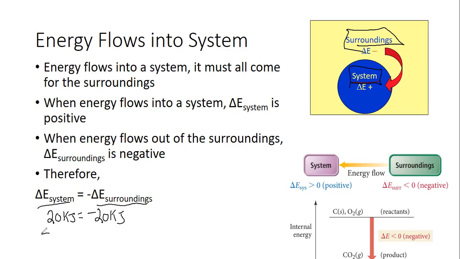If our system lost 50 kilojoules of energy, the surroundings gain that energy, right? Because we cannot create energy, so it has to come from somewhere. So if we gain energy in our system, it came from our surroundings. If we lose energy in our system, it goes to our surroundings. That's all this slide is saying.